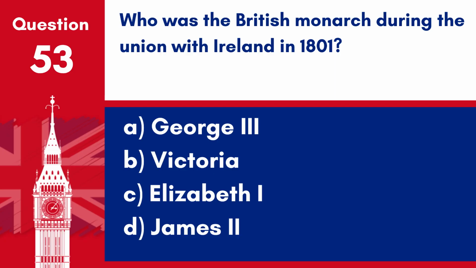Question 53. Who was the British monarch during the union with Ireland in 1801? A. George III. B. Victoria. C. Elizabeth I. D. James II. Answer A. George III. King George III was the British monarch when the Act of Union with Ireland was enacted in 1801, creating the United Kingdom of Great Britain and Ireland.